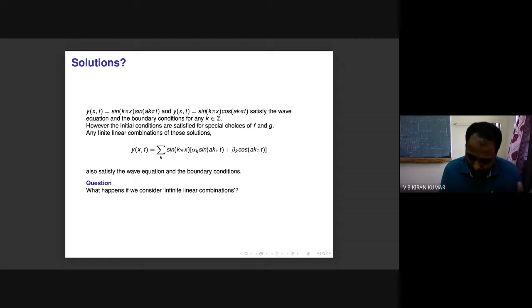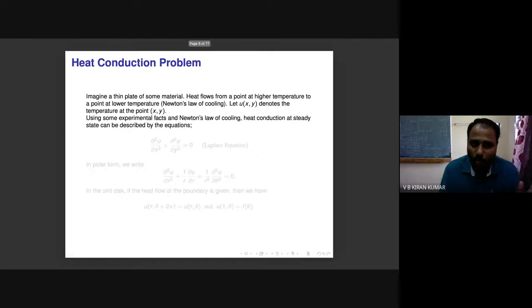Let me pose this question in this way and move to the next problem, the well-known heat conduction problem. Now it's again a physical situation. Imagine a thin plate of some material, and you apply heat on the boundary. Newton's law of cooling tells you that heat will always flow from the point at higher temperature to the point at lower temperature. That is a simple observation.